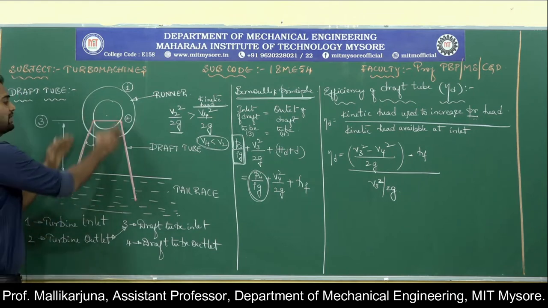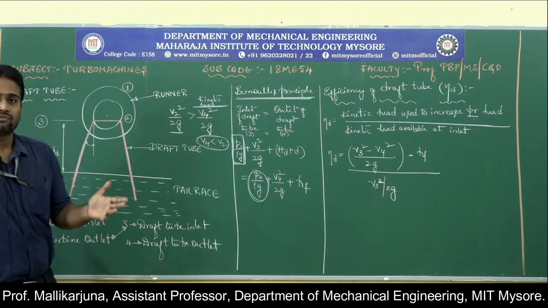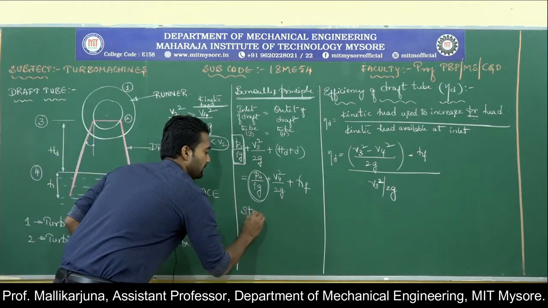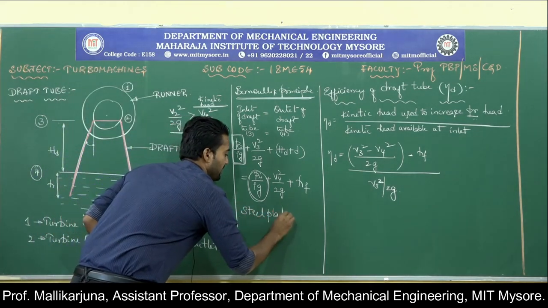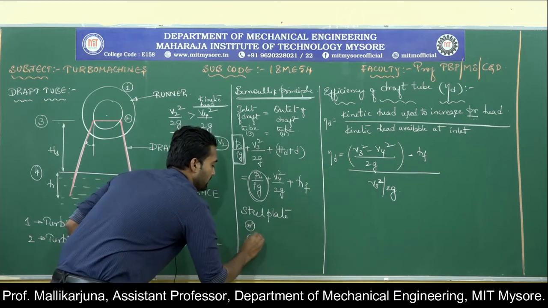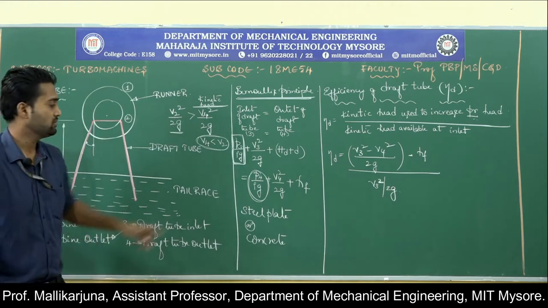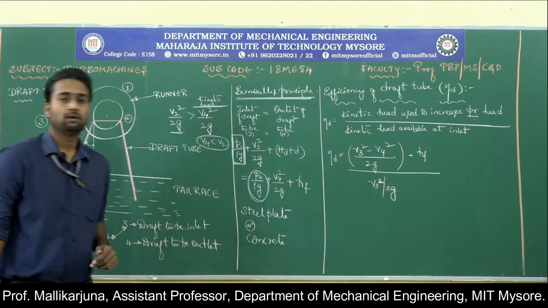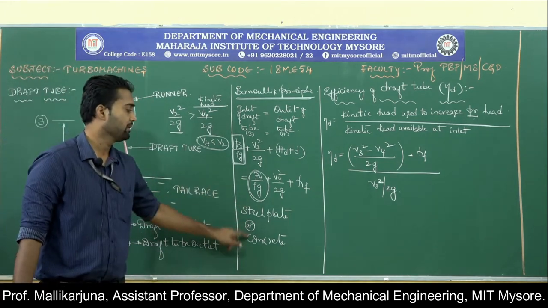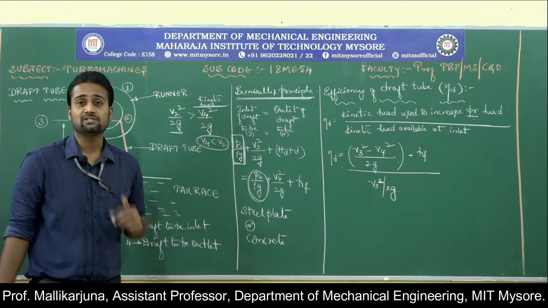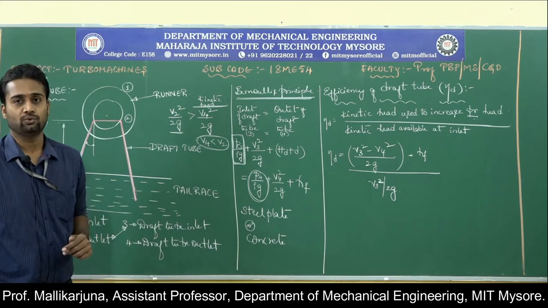And if you want this draft tube to be manufactured, we can use steel plate. The materials which can be used are steel plate or concrete. In most situations, concrete structures are used. So these two are the widely used materials to construct the draft tube.